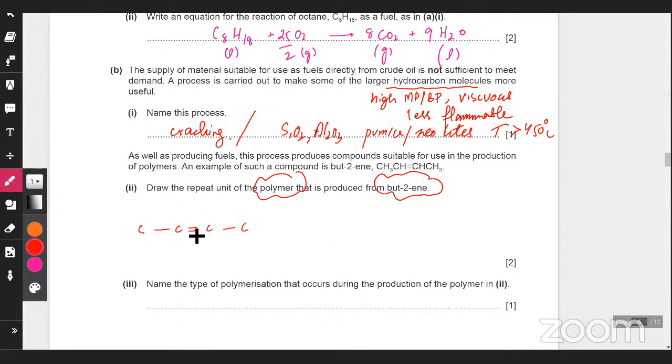Two ene means that there is a double bond on the second carbon atom. So this is but-2-ene. You can add in the hydrogens. So there would be three hydrogens over here, and there would be one hydrogen here, one hydrogen over here, and there would be three hydrogens with this carbon atom.